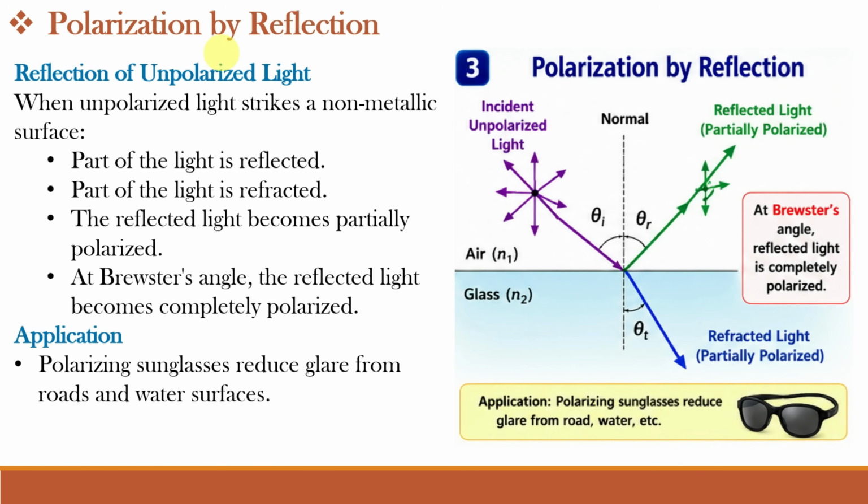Okay, let us understand polarization by reflection. See, unpolarized light can also become polarized naturally. When light falls on a non-metallic surface such as glass or water, part of it is reflected while the remaining part is refracted and enters the second medium. The reflected light is no longer completely random like the incident light. It becomes partially polarized, and at a particular angle known as Brewster's angle, the reflected light becomes completely polarized. A common everyday application of this principle is polarized sunglasses. They reduce the glare produced by sunlight reflected from the roads, water or other smooth surfaces, making vision more comfortable.